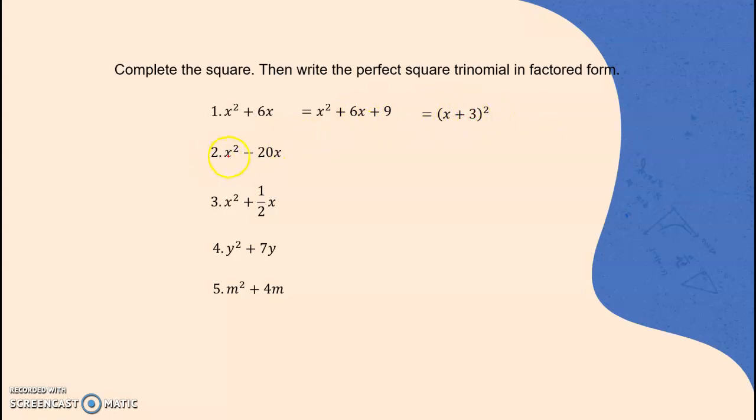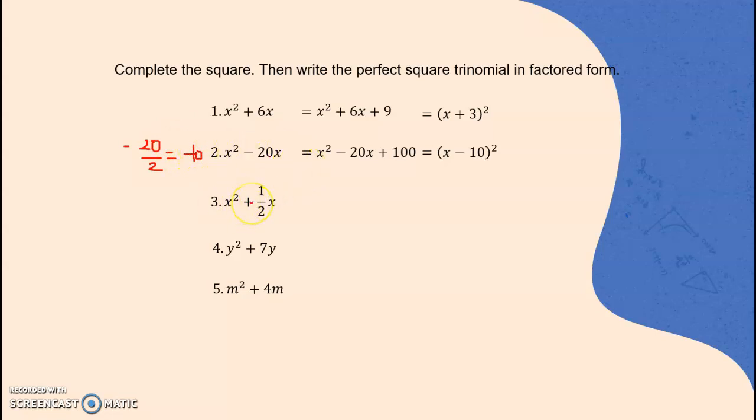How about number 2? Half of negative 20. Negative 20 divided by 2, that is equal to negative 10. And then square of negative 10 is 100. Diba? So, square of negative 10 is 100. And then, we can express this in x minus 10. Kasi nga, negative 10 yung ginamit natin kanina.